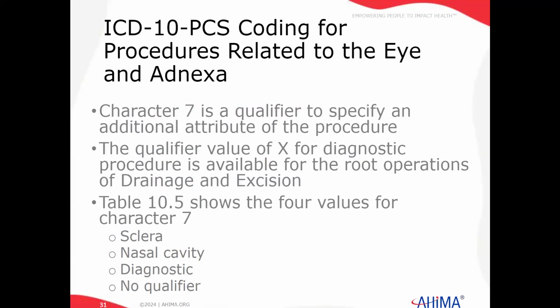Character 7 is a qualifier, which, as we know, qualifiers describe an additional attribute. In other chapters, they might be such things as whether a substance is autologous, non-autologous, what have you. But here we're going to talk about values for this 7th character, which is things like the sclera, the nasal cavity, whether something's diagnostic or there's no qualifier at all.